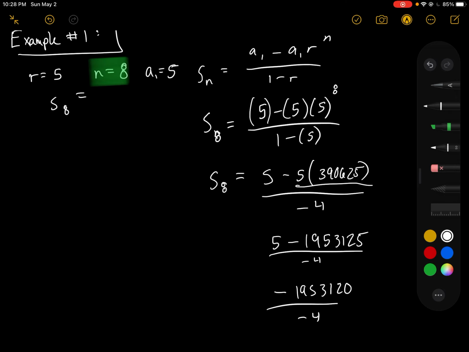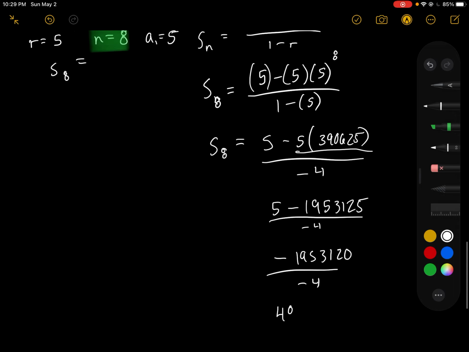Here we go. This is better. 195,3125. So now we'll have 195,3120. Divide that by 4. And then that will fully simplify here to 488,280. And that's going to be our sum of terms 1 through 8.